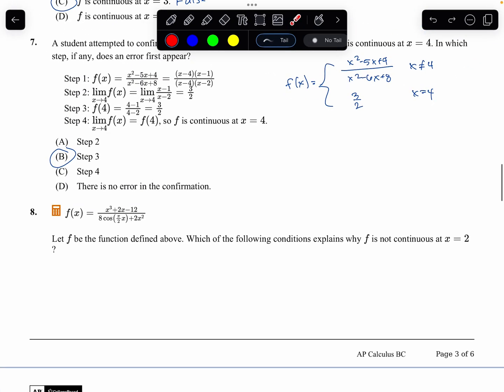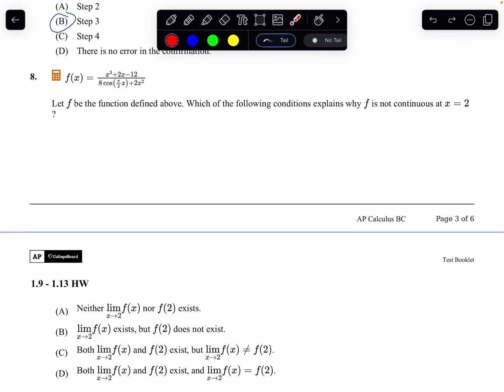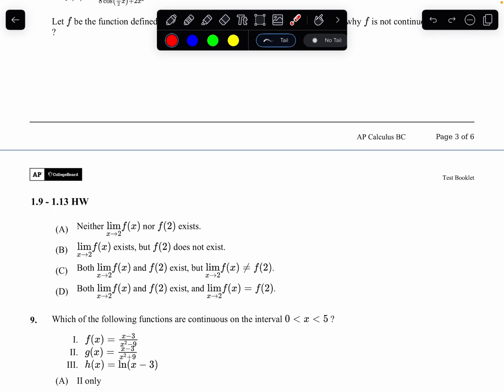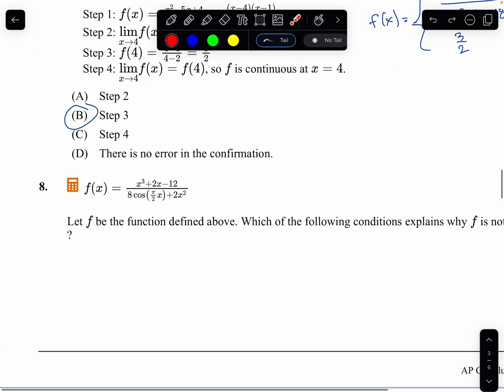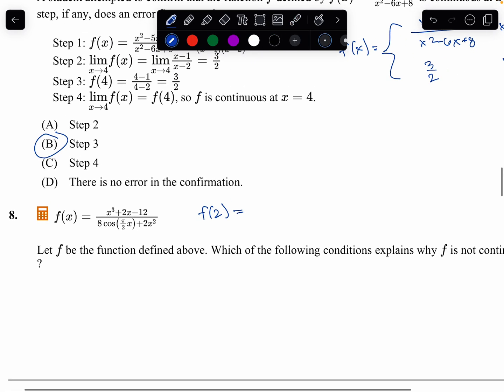So let f be the function defined above. Which of the following conditions explains why f is not continuous at x equals 2? So neither the limit as x approaches 2 of f of x nor f of 2 exists. So if I plug in, f of 2 is going to be equal to 8 plus, if I plug in right there, plus 4 minus 12. So the numerator is 0.